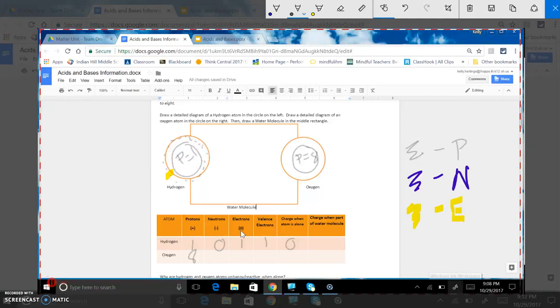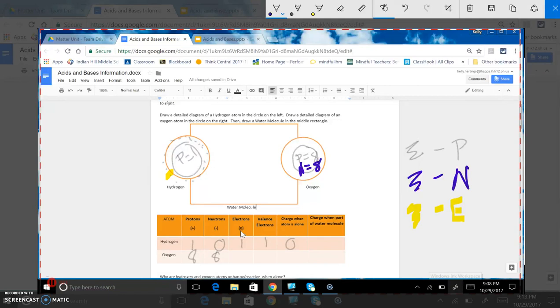So to find the number of neutrons, I take the rounded atomic mass of 16 and subtract the atomic number of 8, and I also will get 8 neutrons. So I am going to go ahead and write in N equals 8.